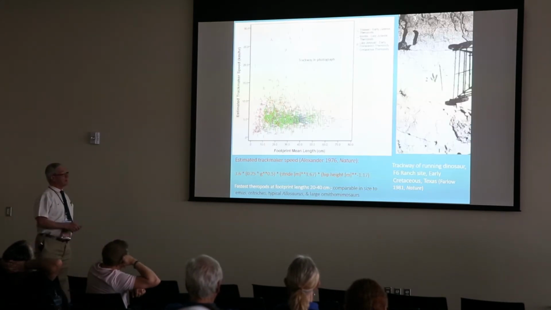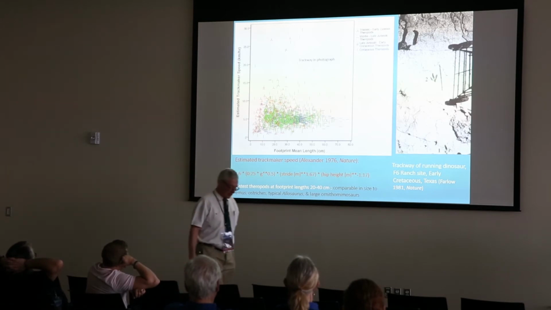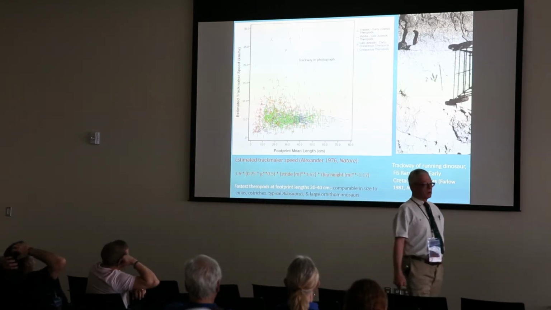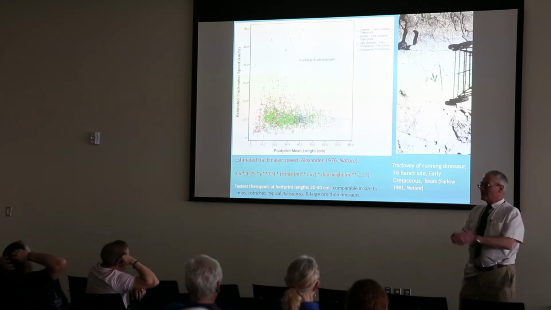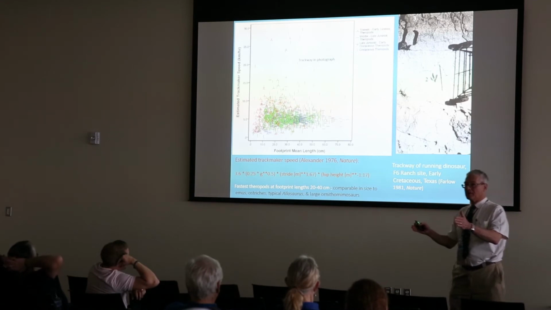So then we plug that into the very famous Alexander equation, and this is the kind of estimated speeds we get. We get top speeds estimated somewhere between 25 or 30 kilometers per hour. Note that these estimated speeds are a bit smaller than what you usually get if you make a simple conversion of 4 times the footprint length.